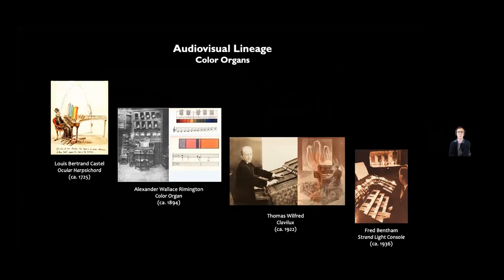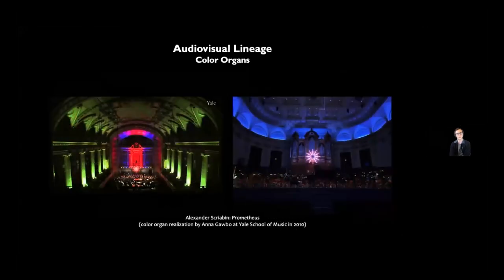Alexander Scriabin included such a device called clavier à lumière, keyboard with lights, in his score for the symphonic work Prometheus. Preston Miller then created the chromola, a color organ, to perform that part, although its appearance in performances was rarely documented. But you can see here photographs from a recent recreation by Anna Gabo at Yale School of Music.